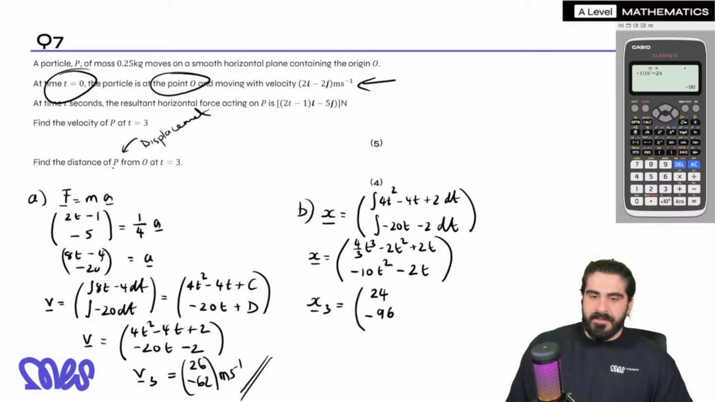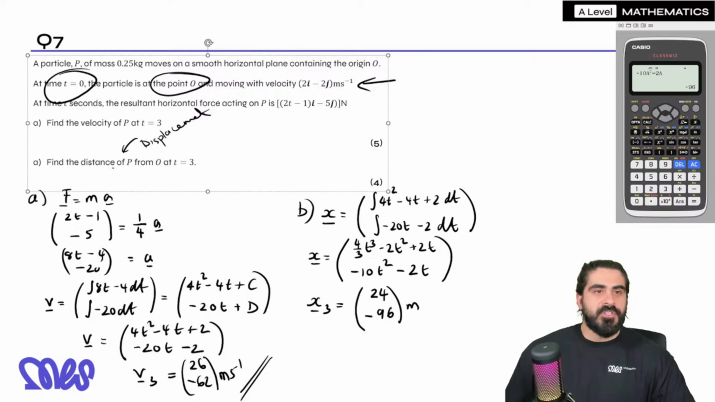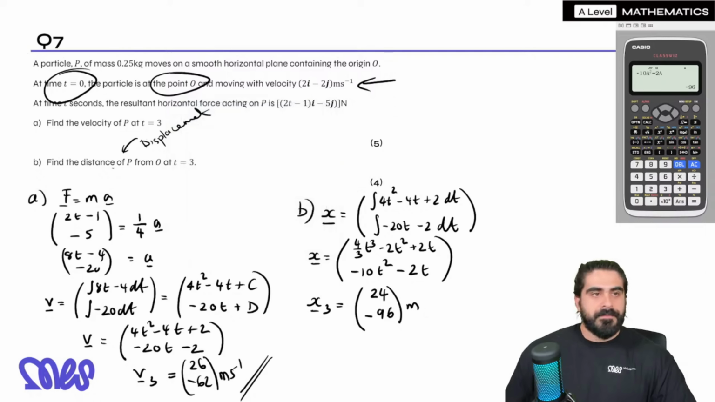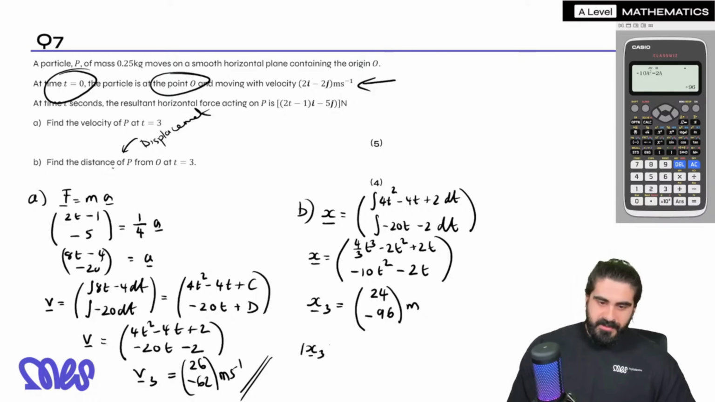You're happy with this? We have to find the magnitude because we're talking about distance, right? Cool. So I'm just going to say modulus of x3, 24 squared, answer squared, root. 24 root 17.